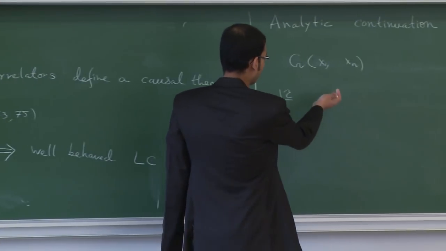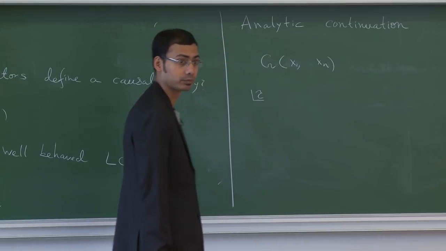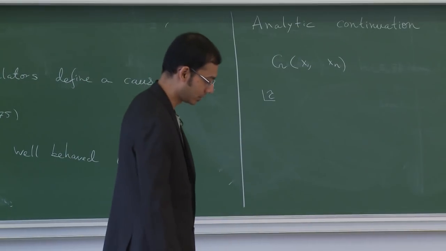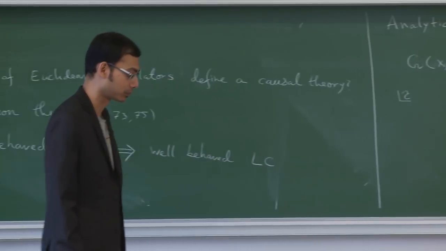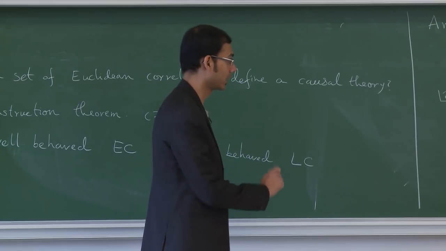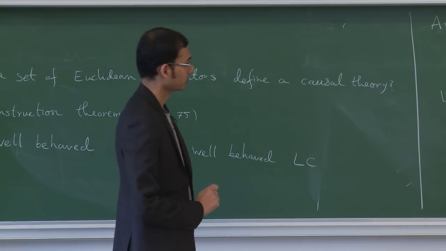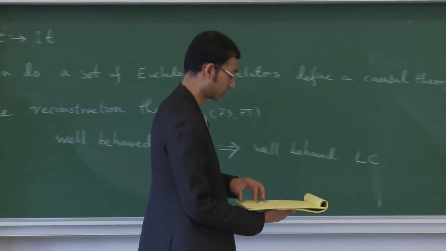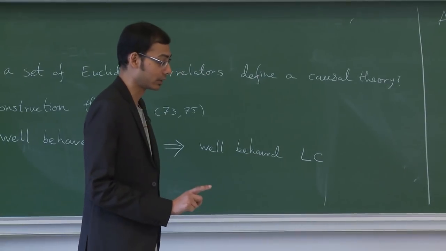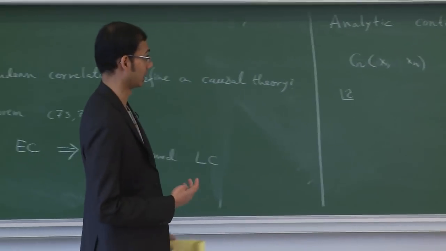Because this function has branch cuts, this analytic continuation is actually ambiguous. That sounds problematic, but actually that's not a bad thing. You can show that each choice that you make in this analytic continuation translates into a particular ordering in the resulting Lorentzian correlator. Basically, that means because of these branch cuts, operator ordering does matter. These branch cuts are responsible for non-vanishing commutators in the Lorentzian signature.